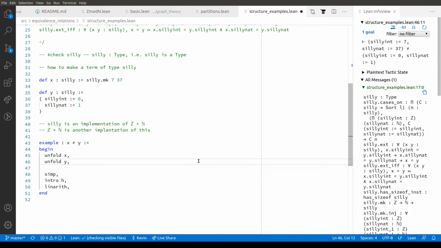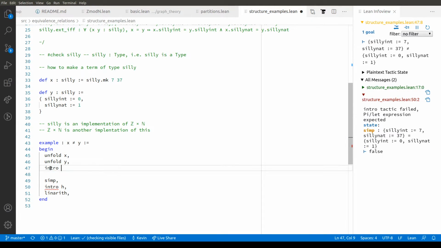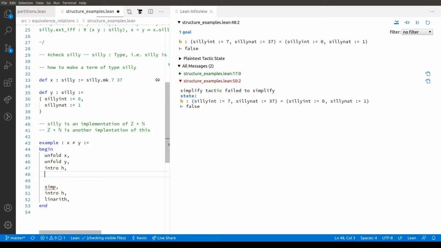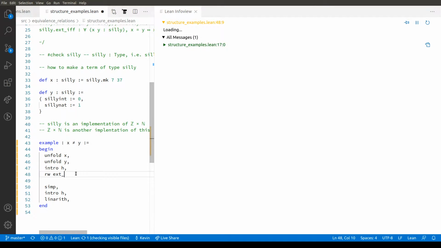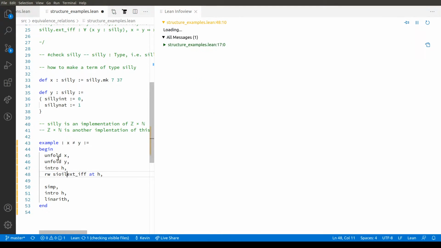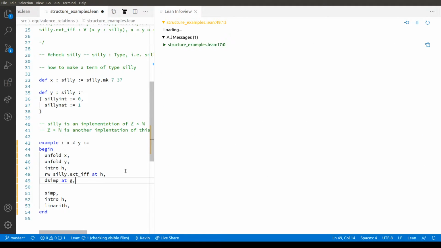We've got unfold x and unfold y, and let's get rid of this. We don't really want to see that anymore. There we go. And we could do intro h, and so now we have this false hypothesis that these two things are equal. And now I can probably rewrite xdiff at h. Oh, I need to go into the silly namespace. Let's do silly.xdiff at h. And now if I definitionally simplify, let's see what h really says.